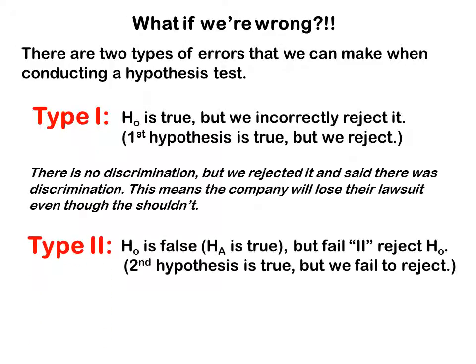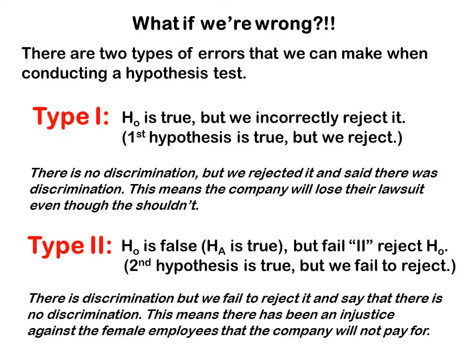Type 2 means that the null hypothesis is false, which means that the alternative is true, but we failed to reject the null hypothesis. So in type 2, the second hypothesis is true, but we failed to reject the null. So there is discrimination, but we failed to reject the null and said that there is no discrimination. This means there's been an injustice against the female employees that the company will not be paying for.